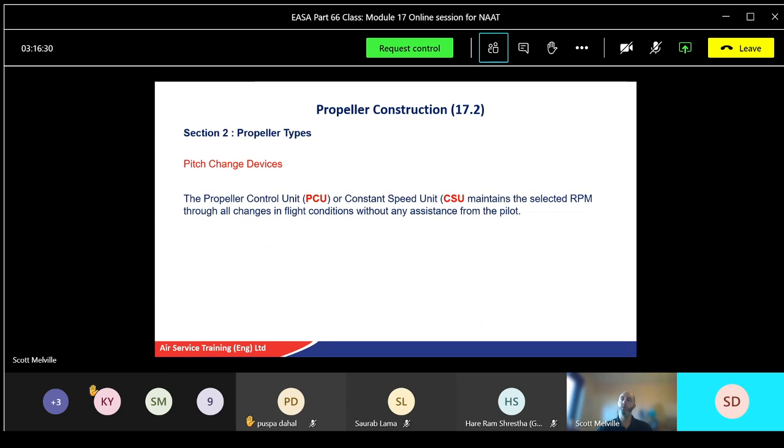Now, what we call a PCU, a propeller control unit, does what it says, or a constant speed unit. They're both pretty much the same thing. These are the governors which will change and maintain the selected angle for the blade. So a PCU or a CSU, propeller control unit or a constant speed unit. And we'll see where these are used. In this condition, optimum angle of attack, the propeller blades will be selected at all times.